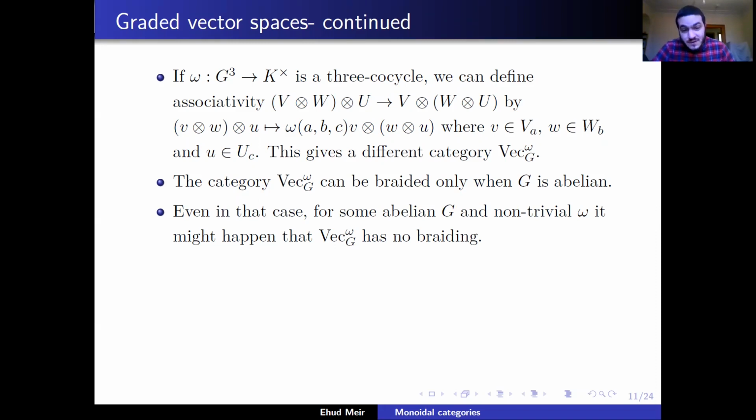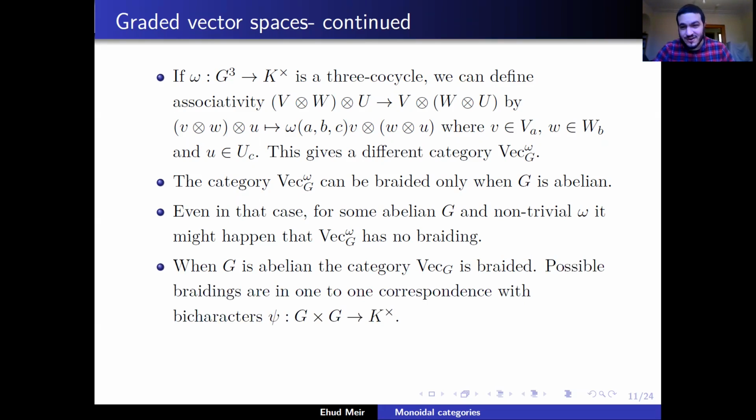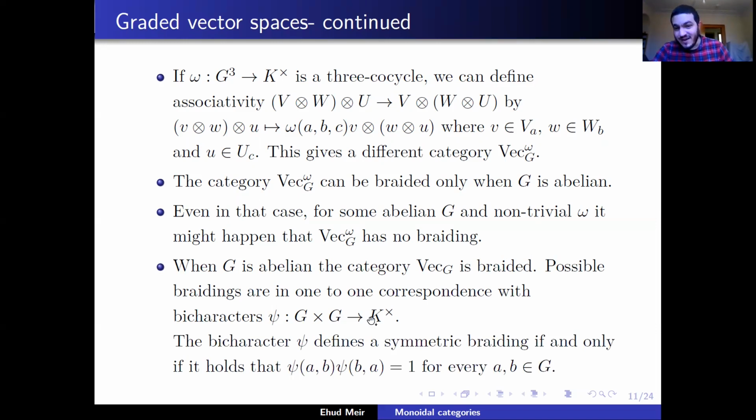So it is possible that for some abelian G and non-trivial omega, Vec G omega will have no braiding. When G is abelian, it is important to say that when omega is trivial, Vec G is always braided, and we can even describe the different braidings because, again, it's part of the structure. Possible braidings are in one-to-one correspondence with bicharacters psi from G times G to K star. And the bicharacter psi defines a symmetric braiding if and only if psi(A,B) times psi(B,A) is 1 for every A and B in G. In other words, if and only if psi is not only a bicharacter, but also a skew-symmetric bicharacter.